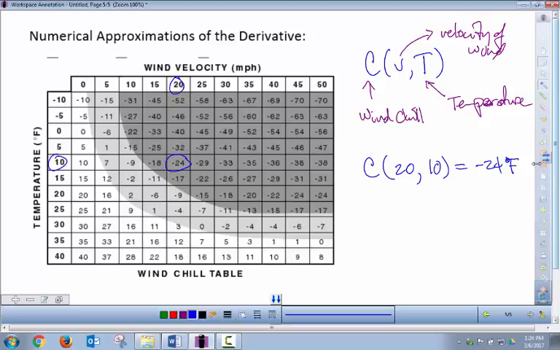All right, let's see what we're going to do with this information. Wind speed, yeah. They call it wind velocity. We'll call it wind speed.